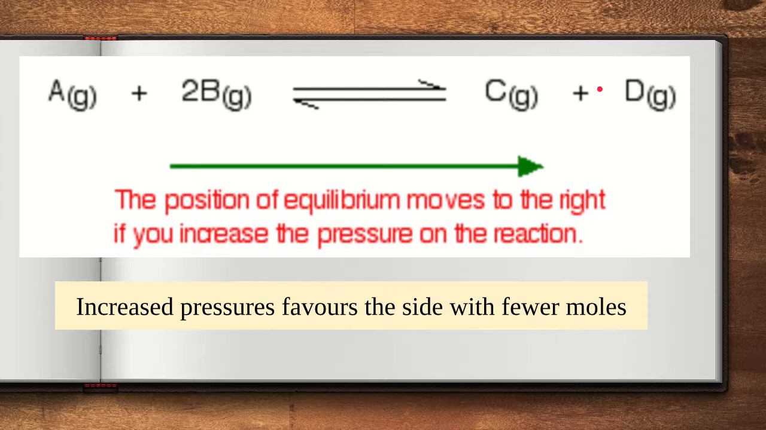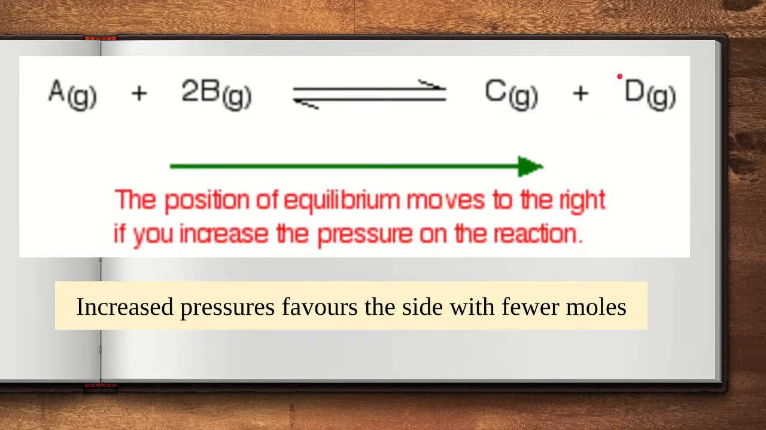Now, for those of you who are struggling to remember, moles is just big numbers. You just count the big numbers. So in this case, if there's no big number, it means 1 mole. So you've got 1 mole of A plus 2 moles of B. So 3 moles in total, 1 plus 2 on this left-hand side. On the right-hand side, you've got 2 moles.